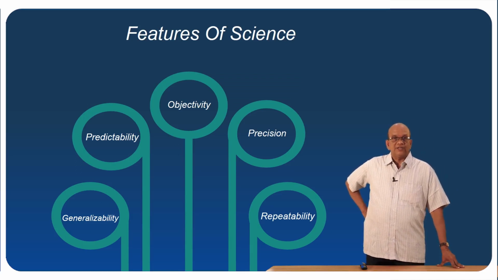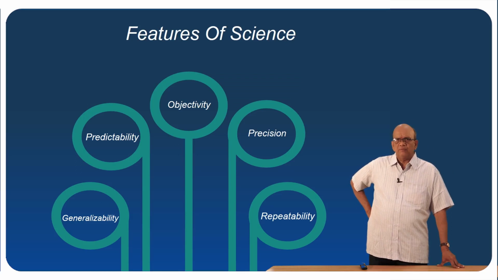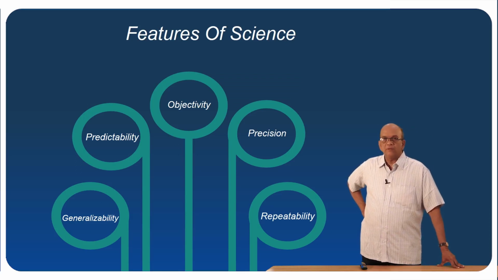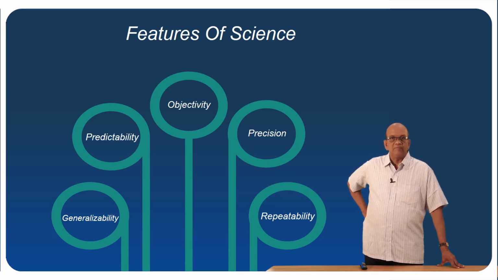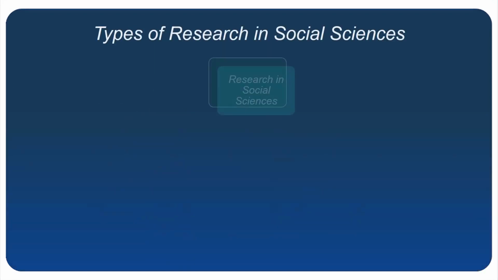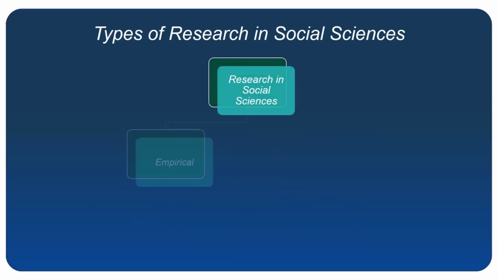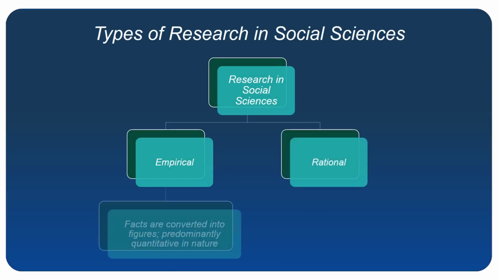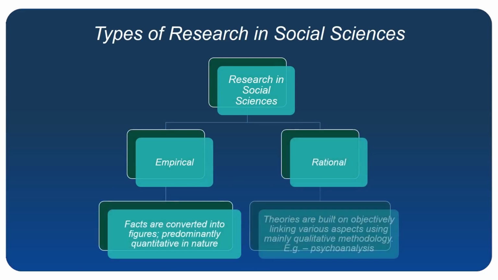Fifth and the last is predictability. Generally, we apply the principle of probability. Based on probability theory, we go about predicting the phenomenon. Now, we will narrow our discussion to the 2 broad types of research in social sciences, namely empirical and rational.